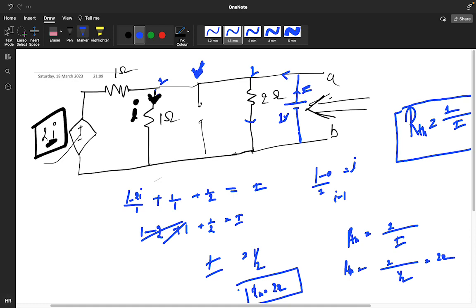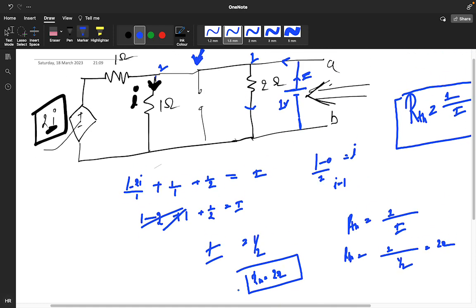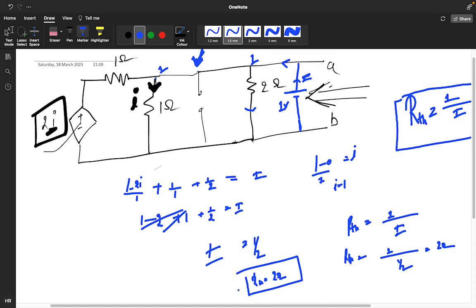So, did you understand how to solve this question? This was yesterday's problem, so you need to solve it like this. Okay, let's move to the next topic.